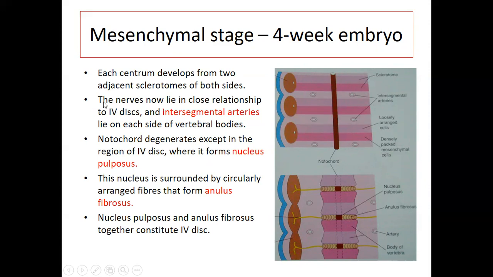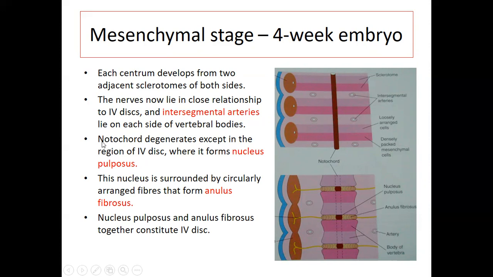And then the nerve now lies in close relationship with the intervertebral disc. You can see here the nerve lies in close relationship with the intervertebral disc. And then the intersegmental arteries lie on each side of the vertebral bodies. You can see here the artery lies on each side of the vertebral body.